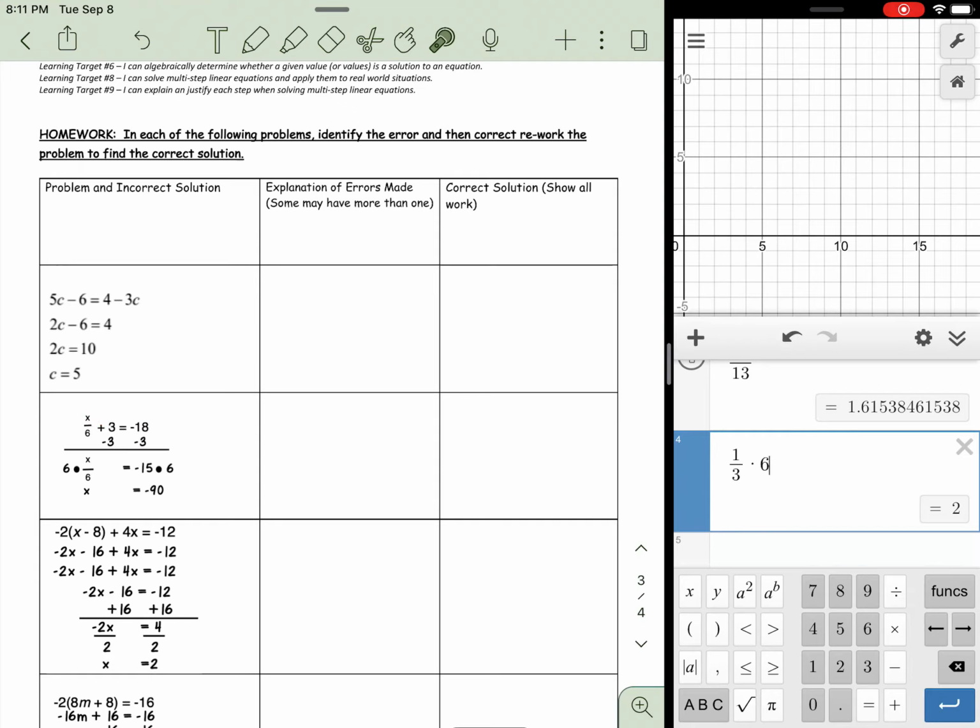If you have any questions, let me know. You can also look in the iBook. This is section 1.5 in the iBook, so Unit 1, Section 5. And there are some other examples in there as well.